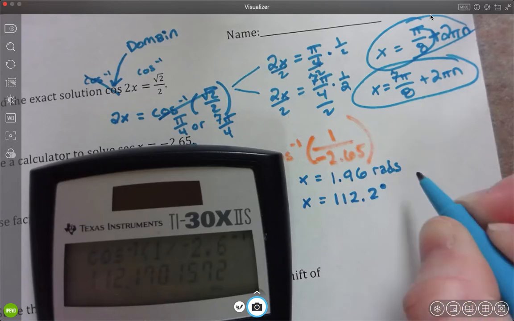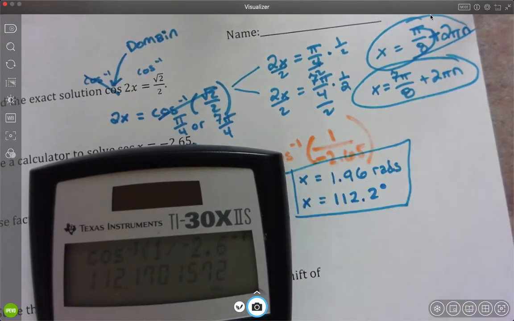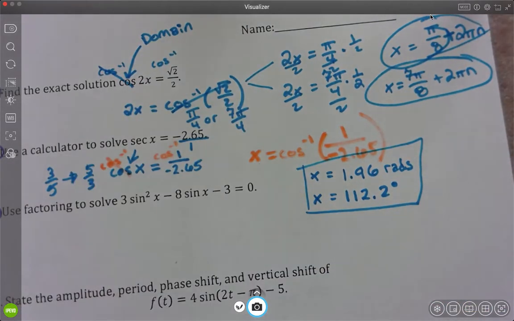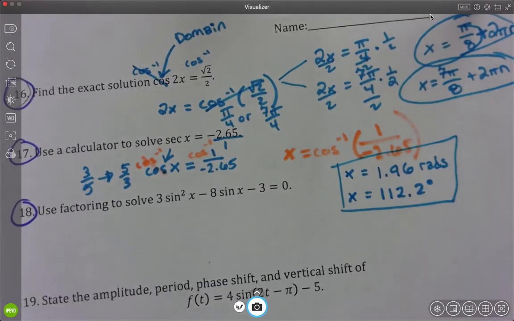Okay. Probably go ahead and leave your answer in radians, but there's both of them, so you can kind of tell where that's going to be at. So there is that. Okay.